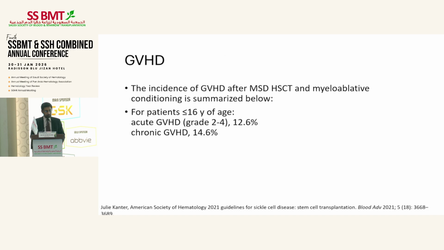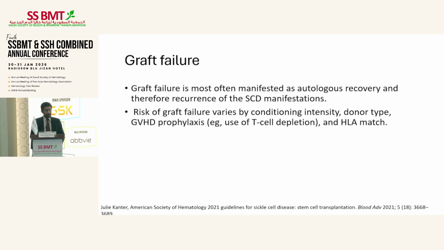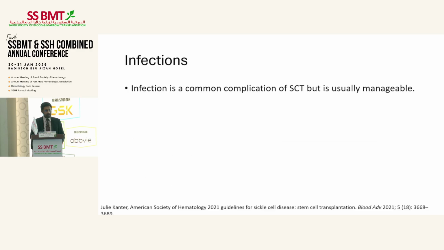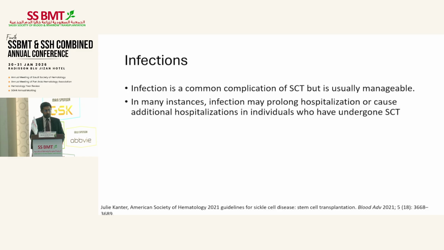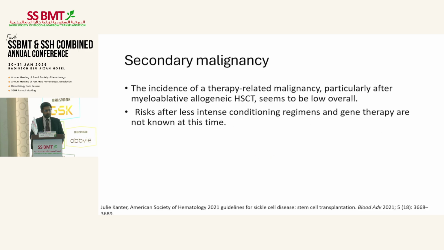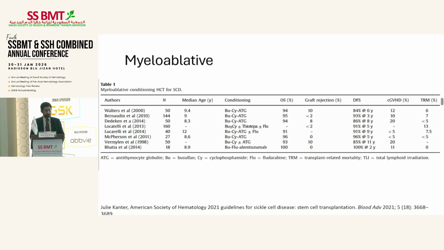In patients less than 16 years of age, acute GVHD is 12% and chronic GVHD is 14%. When you go above 16, the GVHD increases to 16 to 23%. Graft failure incidence, again, is about 5 to 10% in matched related donor patients, which is a risk with allogeneic transplant. Infection risk is, again, a risk with allogeneic bone marrow transplants. And infertility is another risk. Secondary malignancies in the long term are, again, a risk for allogeneic bone marrow transplants.